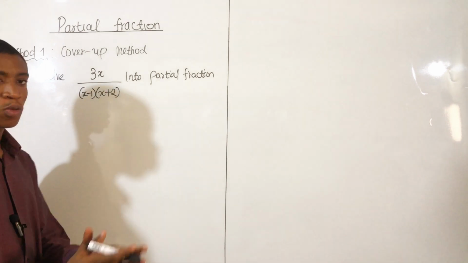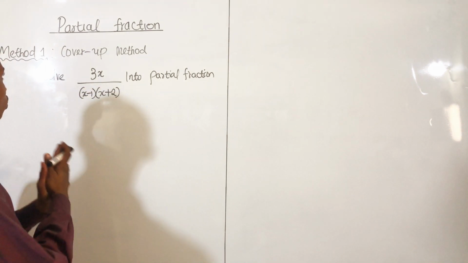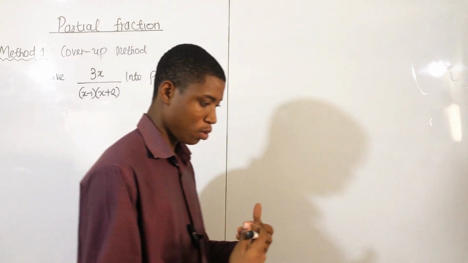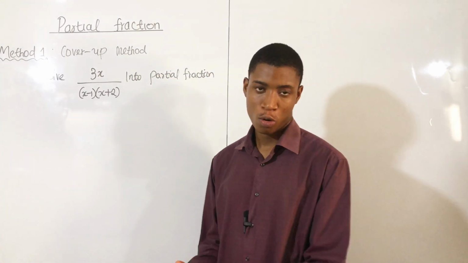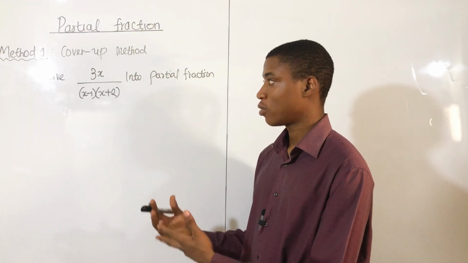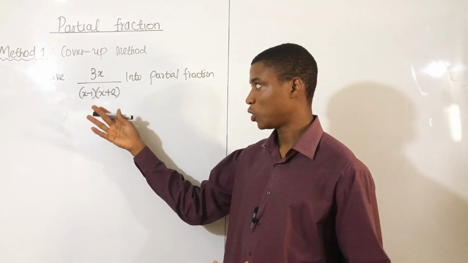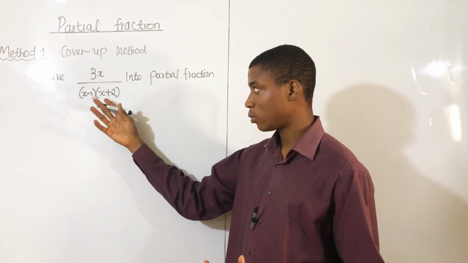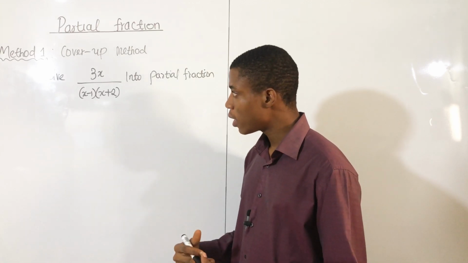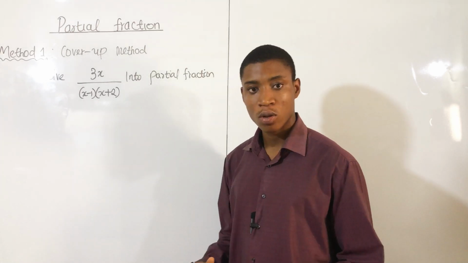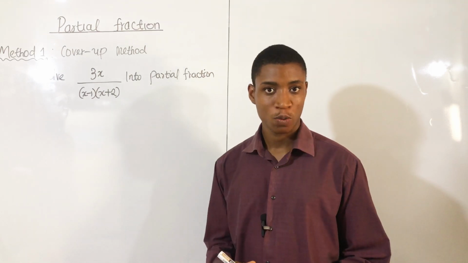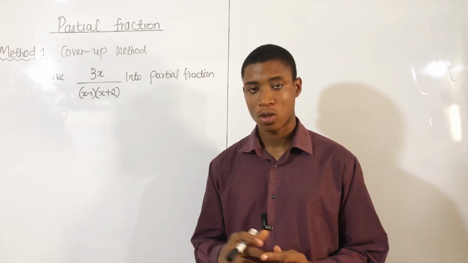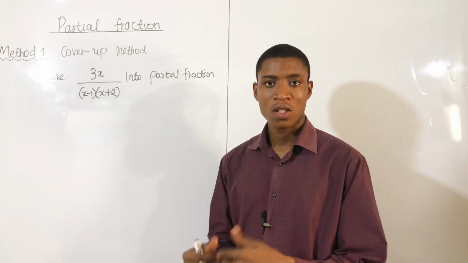So we are given in this question that we should use method 1, which is the cover up method, to resolve a partial fraction, which is 3x over bracket x negative 1 closed bracket, open x plus 2 bracket closed. We should resolve this into partial fractions using method 1, which is the cover up method. The concept is easy.